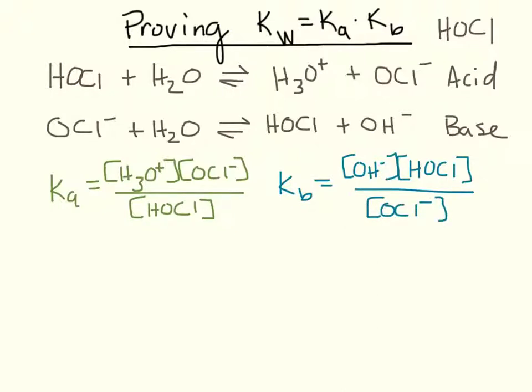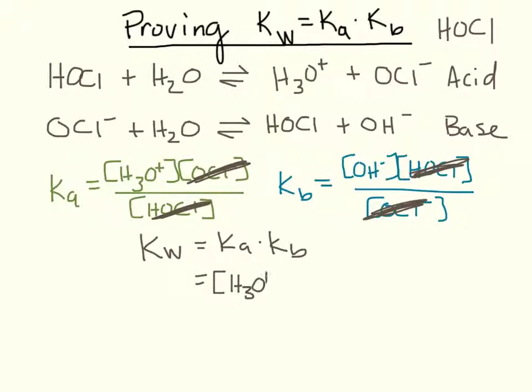Now, I'll tell you a true fact right now. KW is equal to Ka times Kb. And here's how we prove it. If you multiply the two expressions for Ka and Kb, things start canceling. The OCl minus cancels, and the HOCl cancels, and all you have left are the hydronium ions and the hydroxides. And that is why Ka times Kb is true for any species that involves the same weak acid or weak base and its salts.